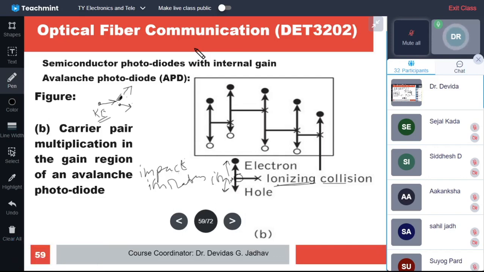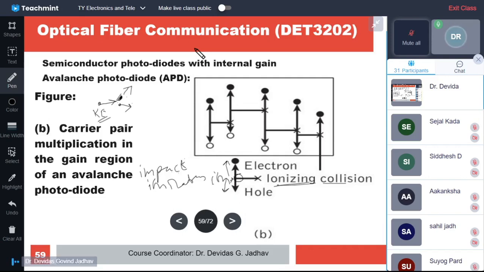releasing two more electrons, and they share the kinetic energy with them. Then these 4 electrons also have very high kinetic energy. 4 collide, again 4 detach, again 4 electrons. Those 8 electrons will also have very high kinetic energy, and it continues, getting multiplication. This is avalanche effect.